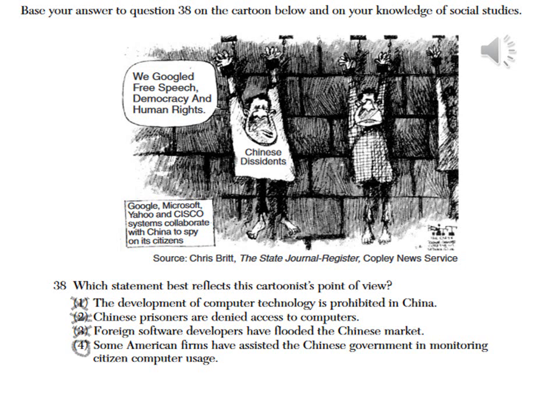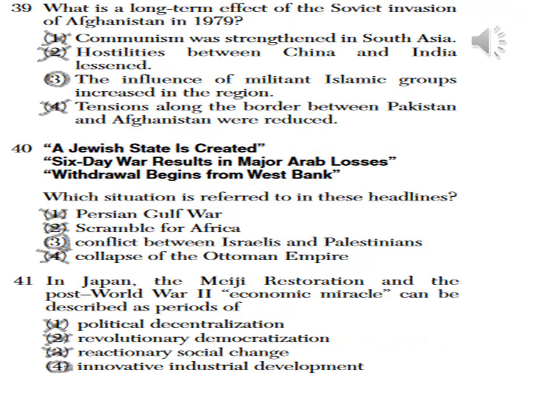Alright. Question number 39. So what is the long-term effect of the Soviet invasion of Afghanistan in 1979? So is it 1, communism was strengthened in South Asia? Is it 2, hostilities between China and India lessened? Is it 3, the influence of militant Islamic groups increased in the region? Or is it 4, tensions along the border between Pakistan and Afghanistan were reduced?